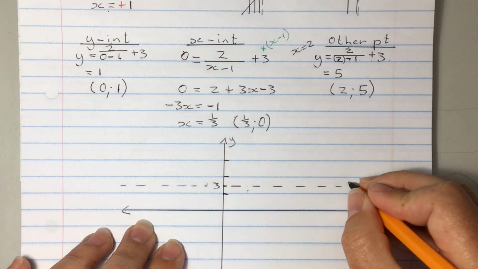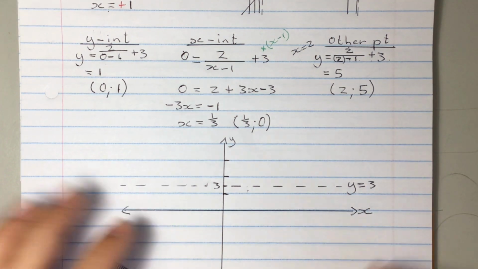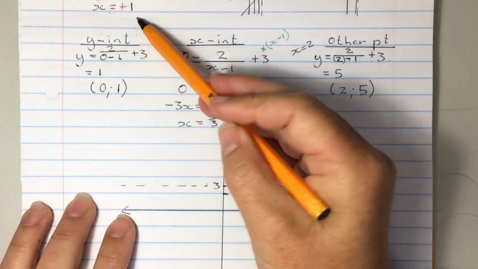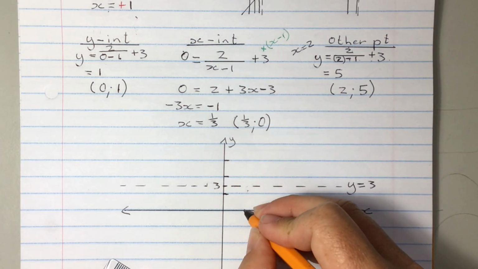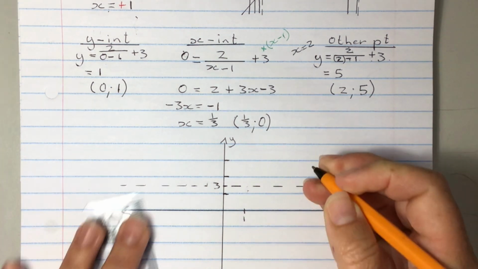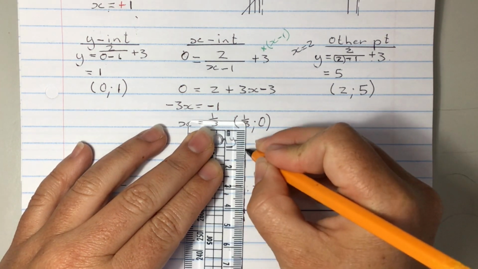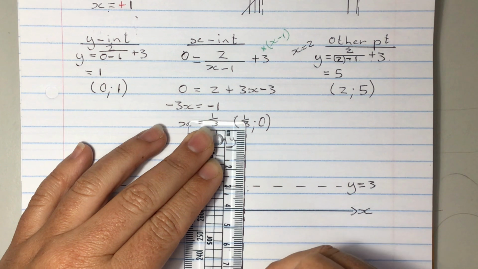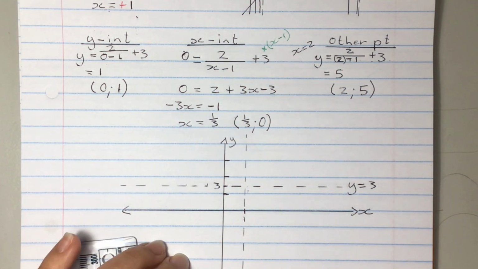And don't forget to label it. So y is equal to 3. Now I go for my vertical asymptote, which is at +1, and I'm going to have to do thirds later, so I'm going to make it biggish. And there is my vertical asymptote. And don't forget to label it. x is equal to 1.